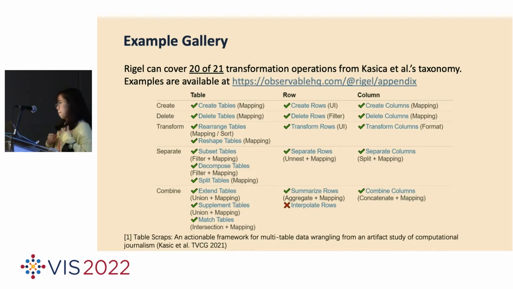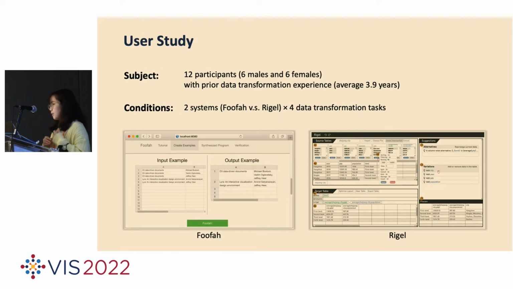Finally, to evaluate the RIGO system, we cover 20 out of 21 transformation operations from a state-of-the-art data transformation taxonomy. And you can find all these examples at our observable page. And we also conduct a user study to evaluate RIGO. We recruited 12 participants, and they are required to conduct 4 transformation tasks using our system RIGO and the baseline system FUFA. We chose FUFA because it is one of the state-of-the-art by-example recommendation systems. And also it provides smooth interactions instead of asking users to write their program scripts.